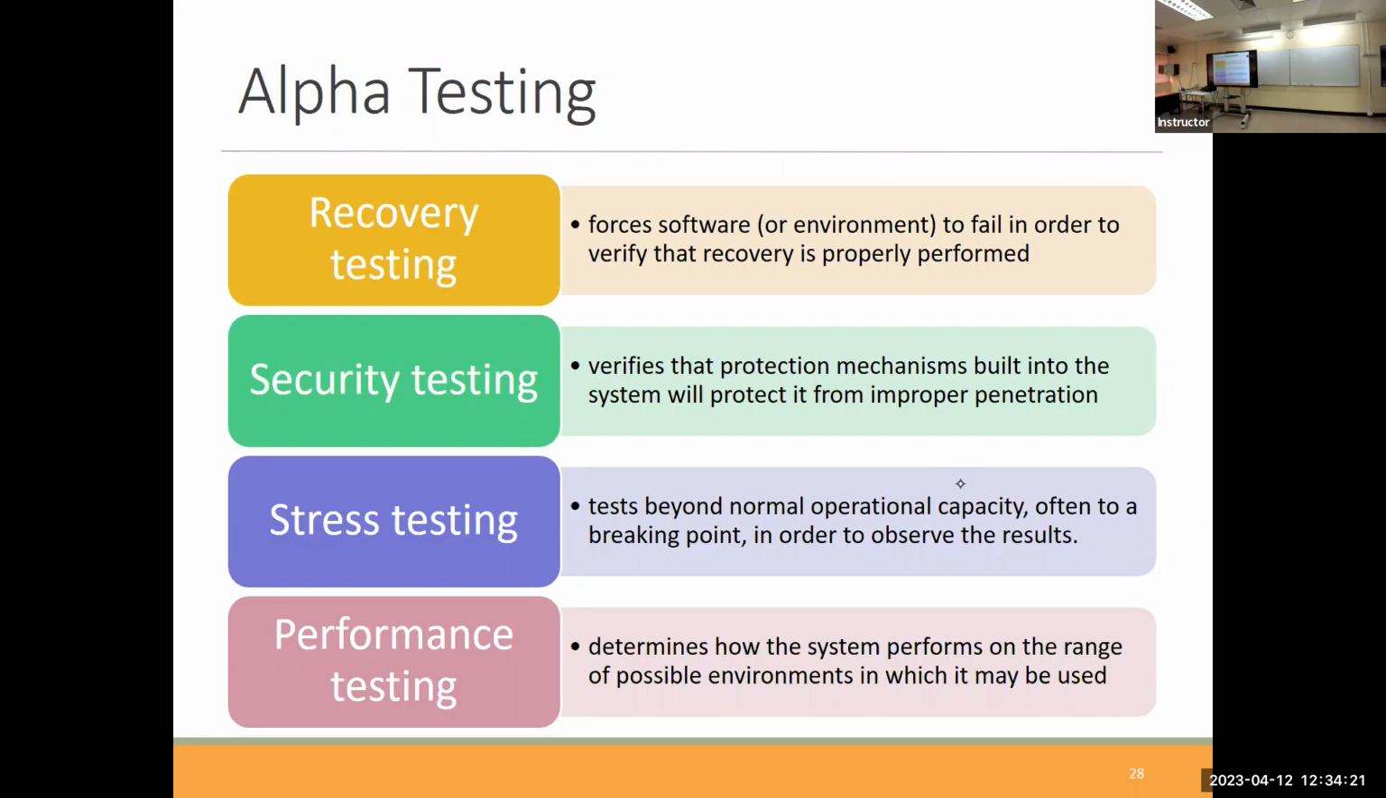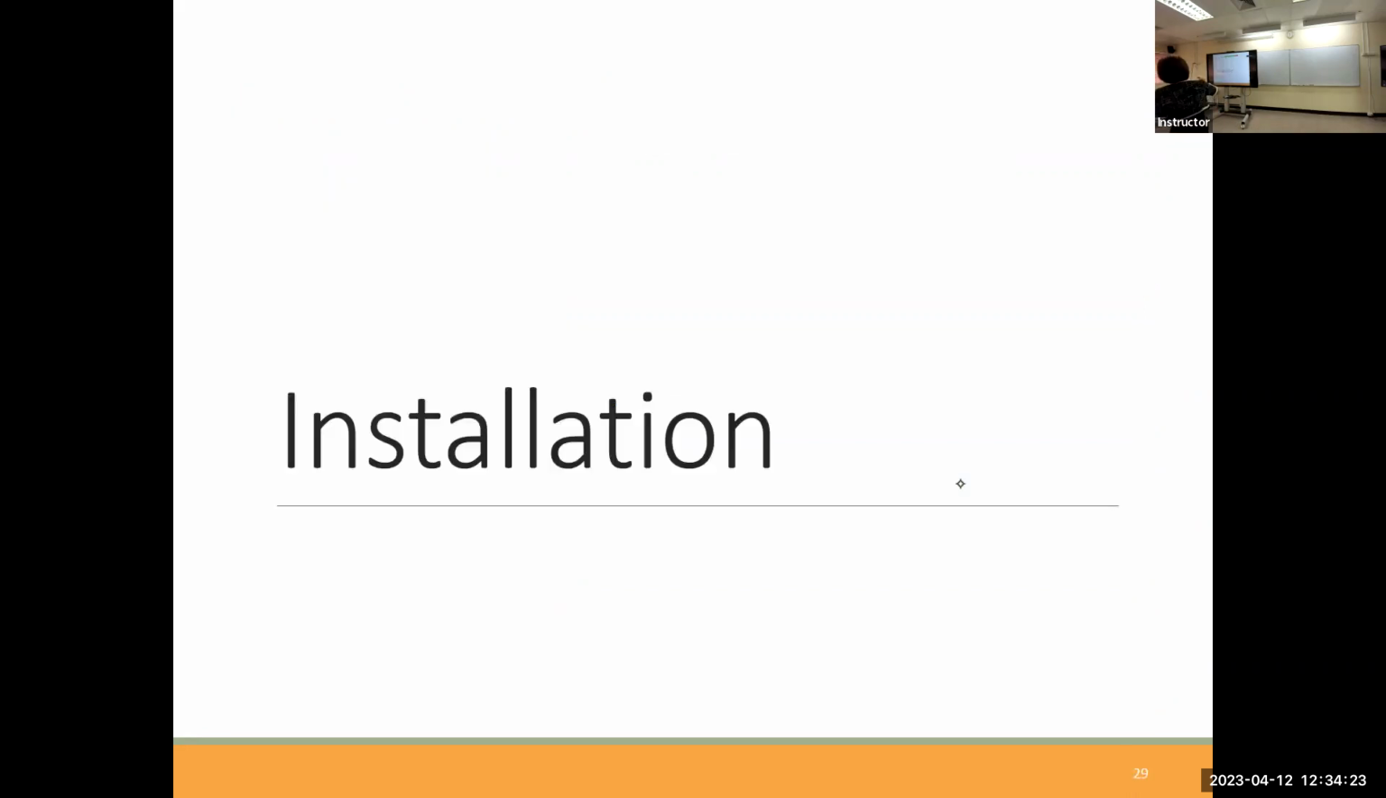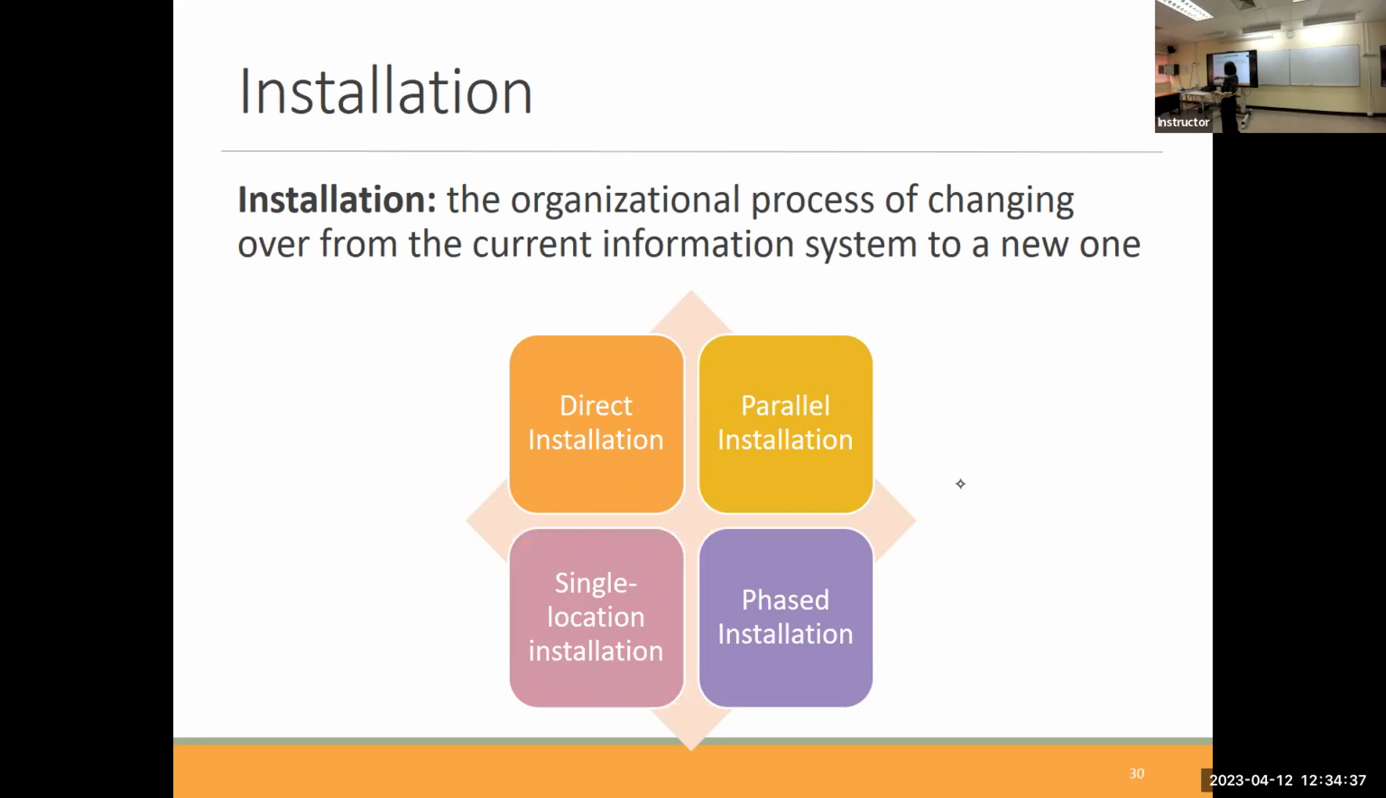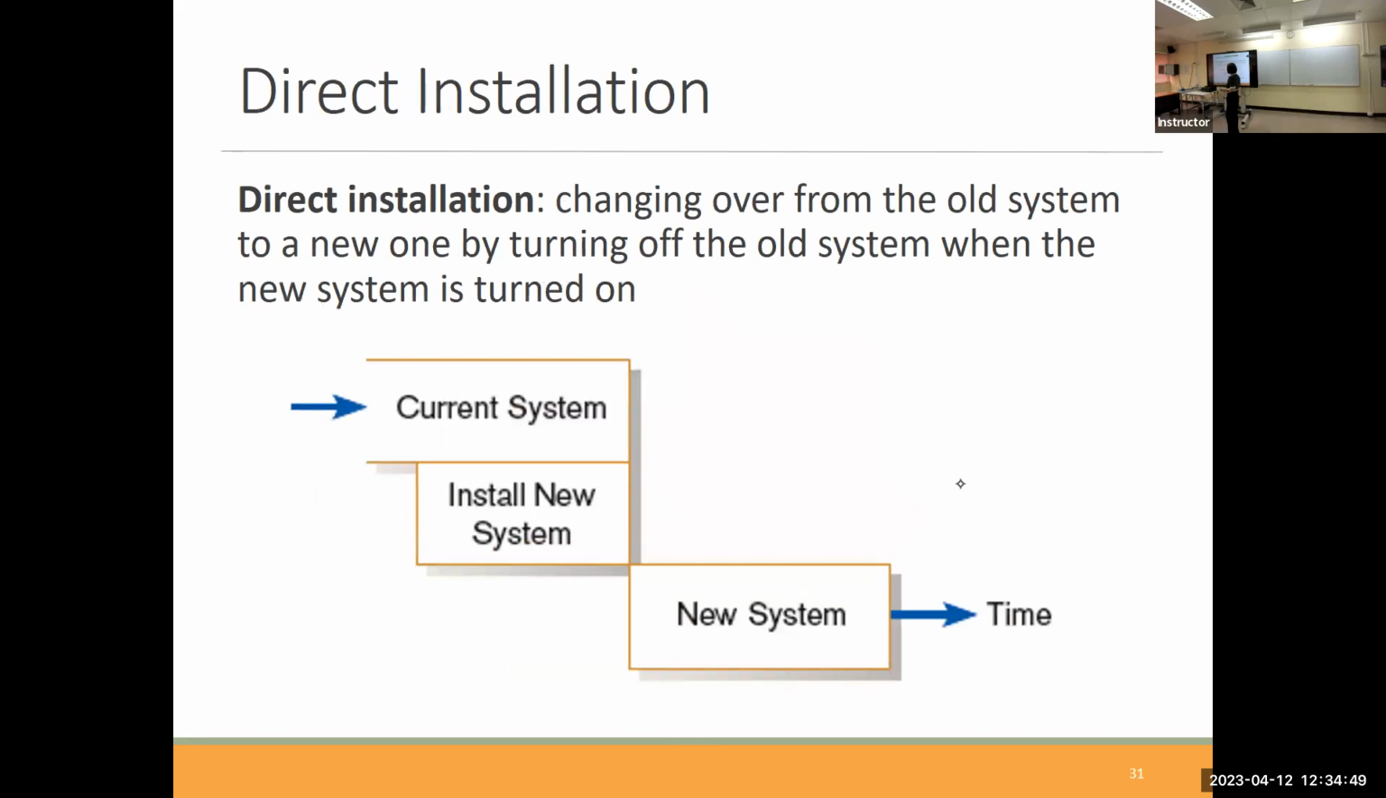Once everything seems very good, then you are going to deliver, deploy. Deploy means you install. You make it used in the real environment of the business, of the company. So there are many ways you can think about deploying. So I will talk about these 4 types of deployment and installation. Okay, the first one, direct installation, is easy. The easiest way.